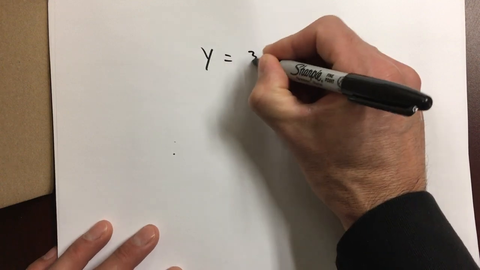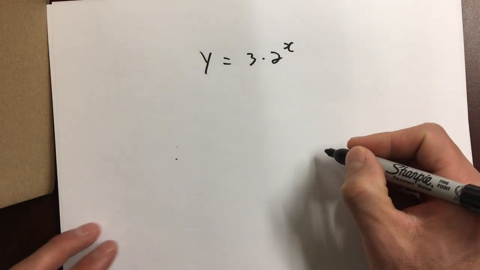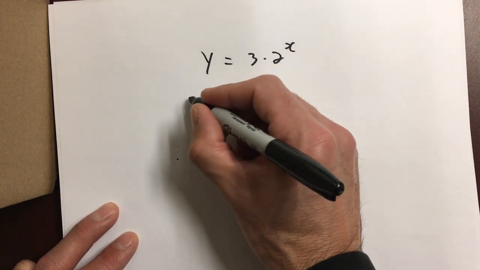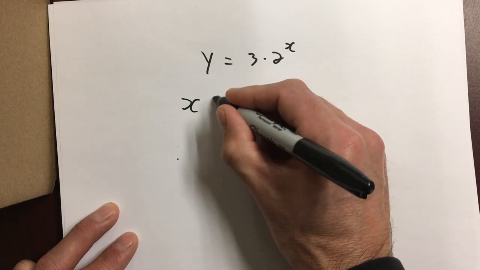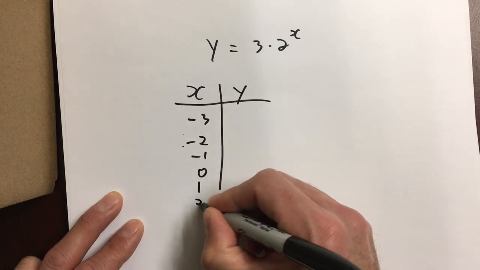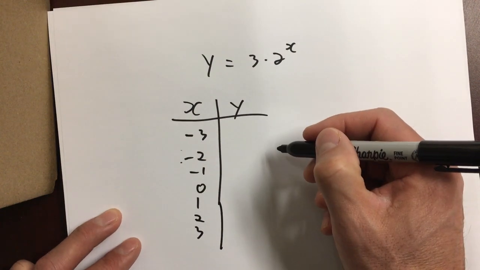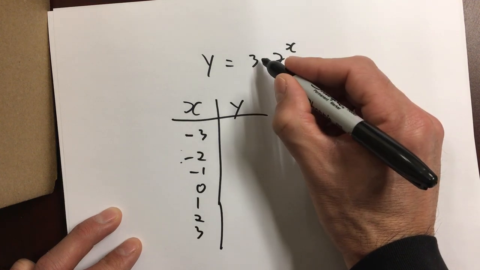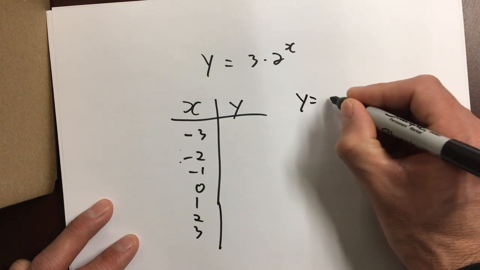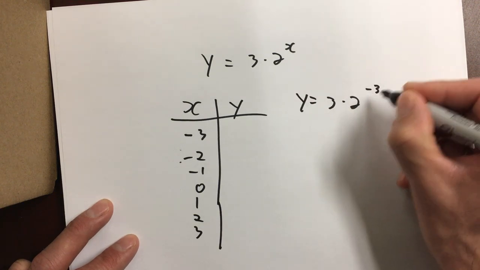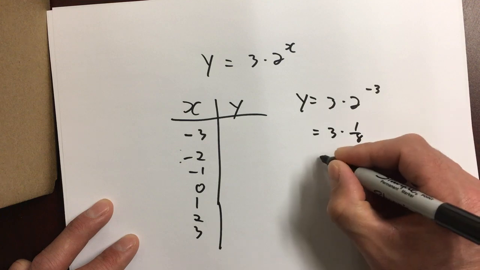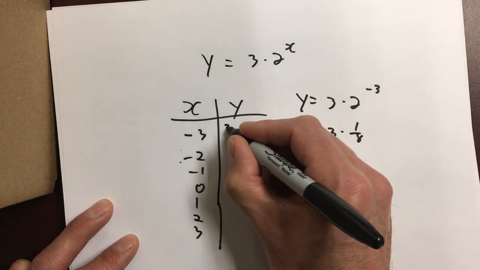Now, if you have y equals 3 times 2 to the x, I'm just going to go over this real quickly. I'll show you how to make the table of values. And we'll make the table smaller to make it quick. We'll go minus 3, minus 2, minus 1, 0, 1, 2, 3. We follow the order of operations. Do the exponent first and then multiply. So if x is negative 3, y equals 3 times 2 to the negative 3. Remember, 2 to the negative 3 is 1 over 8, so it's 3 times 1 over 8, so it is 3 over 8.